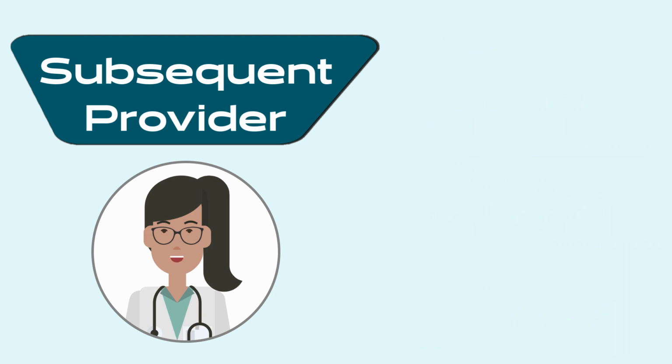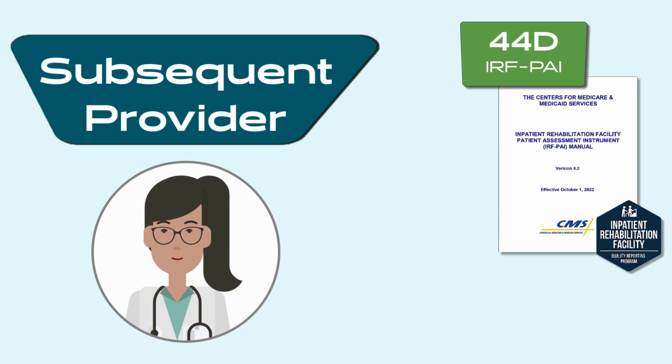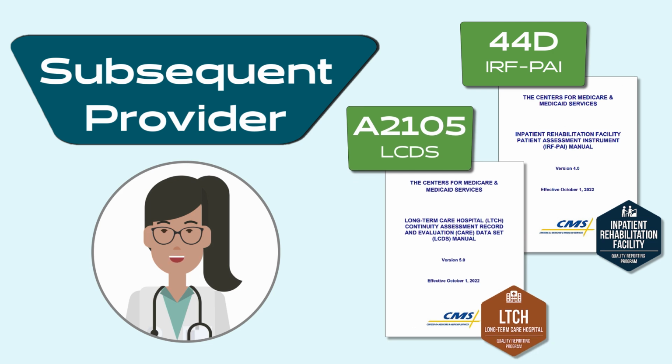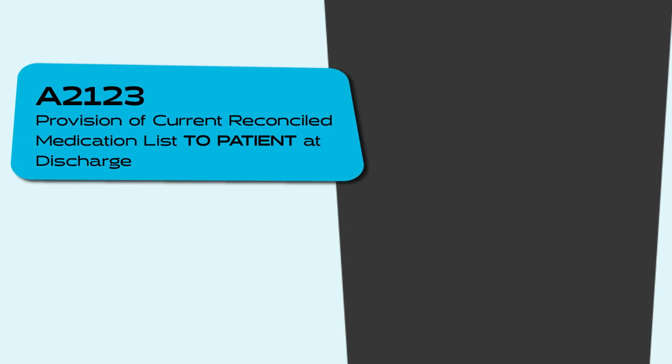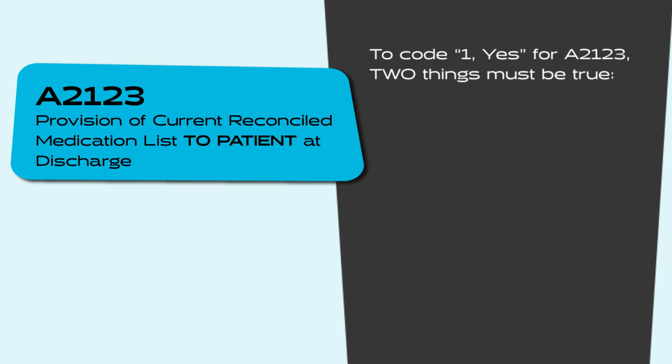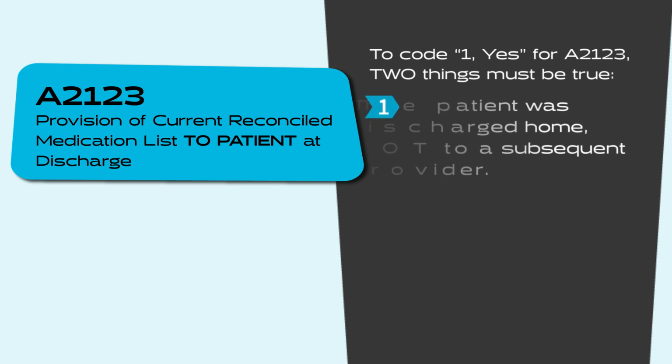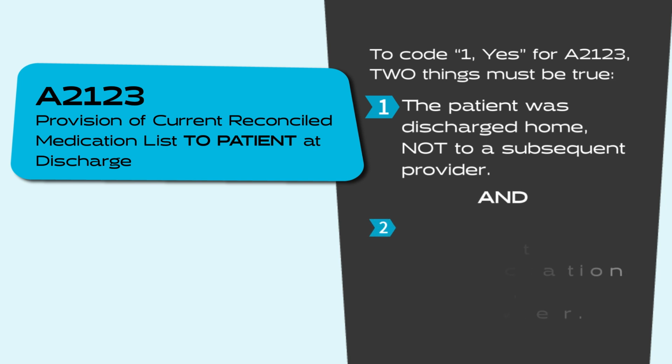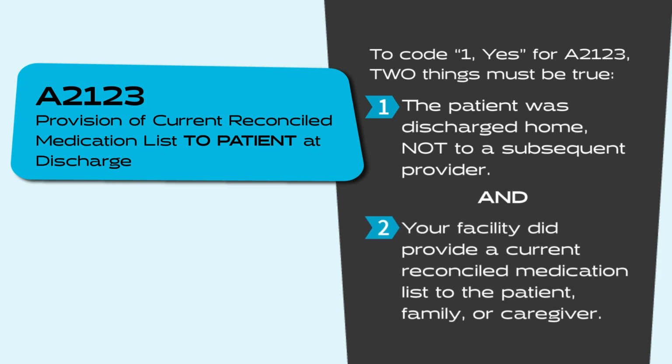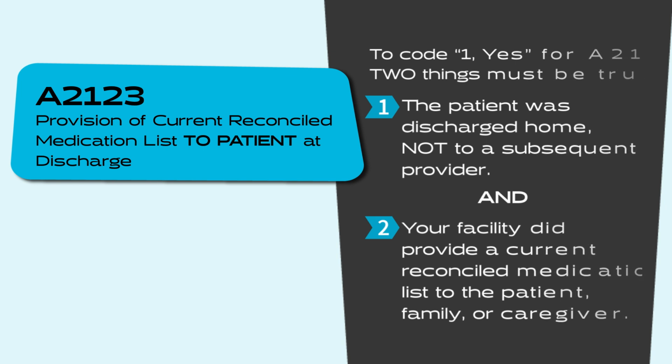A subsequent provider is based on the discharge locations found in the IRF-PAI in item 44D and in the LCDS in item A2105. Now let's look at A2123. To code 1 yes, two things must be true. The patient was discharged home, not to a subsequent provider, and your facility did provide a current reconciled medication list to the patient, family, or caregiver.